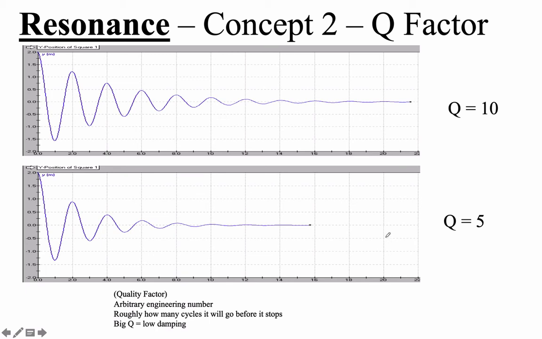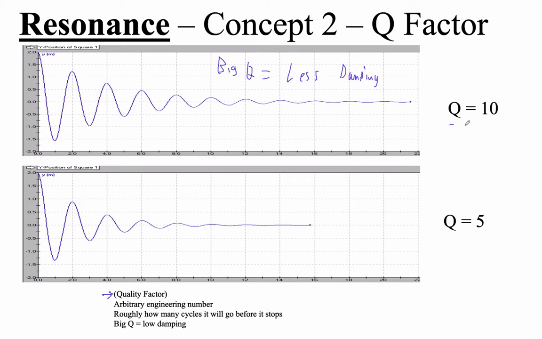Okay, so the next concept is the concept of Q factor. Q, by the way, stands for quality factor. I don't know why Q is the quality of it, right? But you got to understand, the bigger Q is, the less damping you have. So big Q equals less damping. It is roughly how many cycles it'll go before it stops.